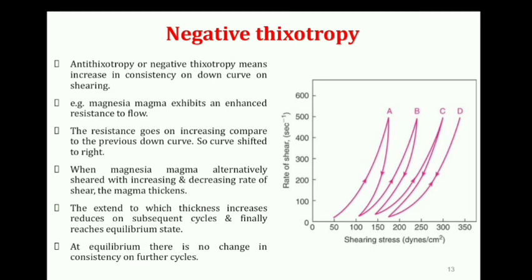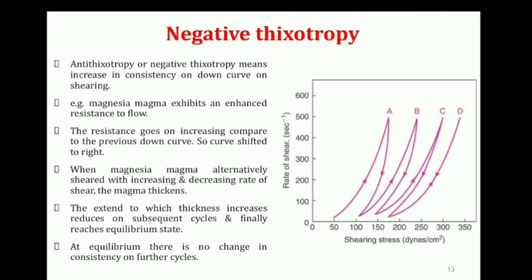Next point is negative thixotropy, also called antithixotropy. As the name implies, negative or anti means exactly opposite to thixotropy. Thixotropy is the state where at rest it is a gel, at equilibrium it is a sol, and after being kept aside it reverts back to gel. So gel, sol, gel is thixotropy.